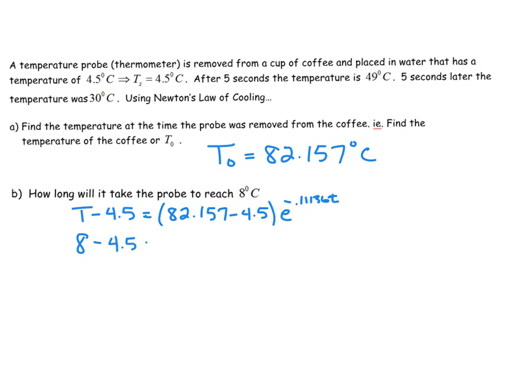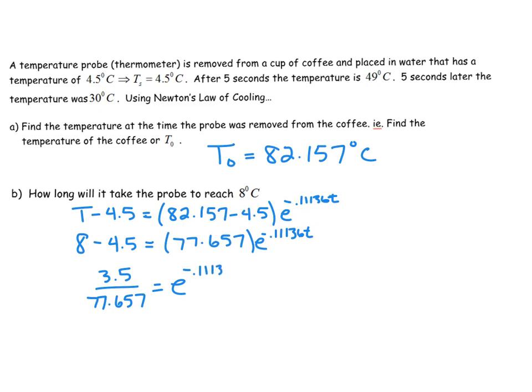We plug that in for T, and when you subtract these, you get 77.657 e to the negative 0.11136t. Again, I'm going to use my stored value, and so this becomes 3.5 on the left side. We divide that by 77.657 equals e to the negative 0.11136t.